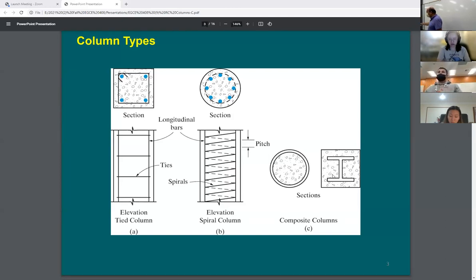What does it mean by ultimate in this case? We're going to be talking about the failure point. What's going to happen at the failure point? So when you load this column, the steel is going to give you a certain resistance. And also the concrete is going to give you another resistance, right? So you're going to have the concrete component and the steel component.